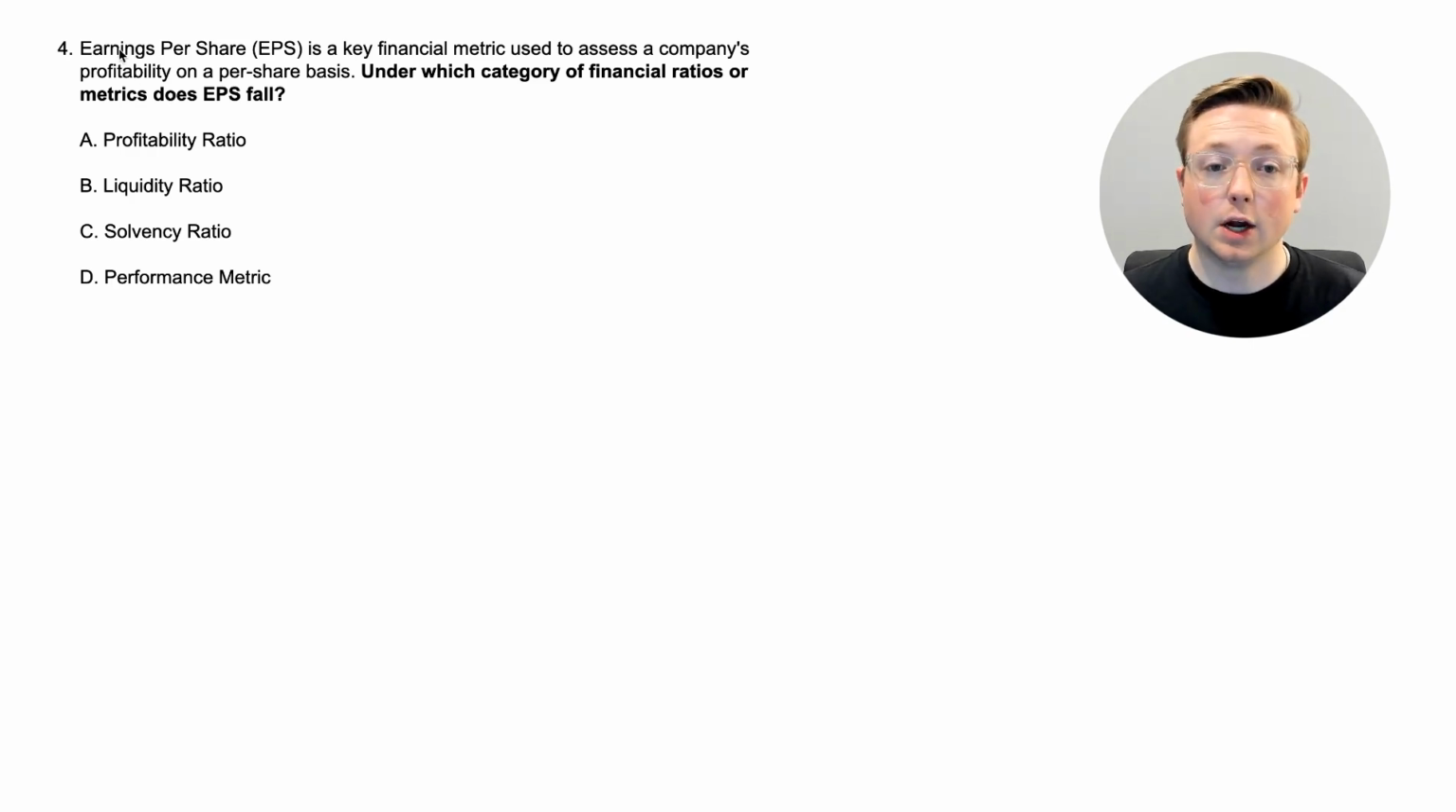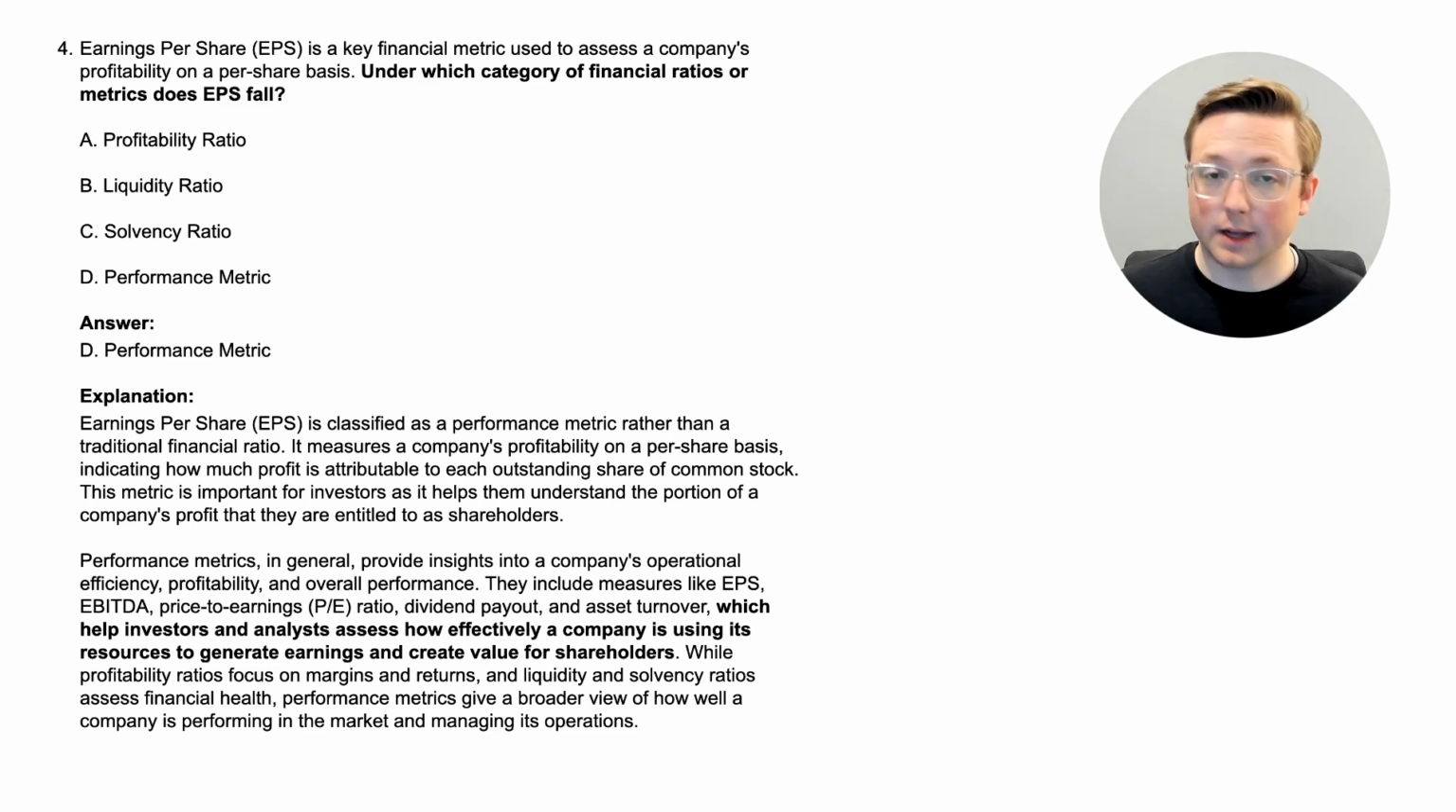What are metrics? Earnings per share, EPS, is a key financial metric used to assess a company's profitability on a per share basis. So again, it's a metric that kind of gives us a hint, kind of gives us basically the answer. We've talked about profitability, we've talked about liquidity, we've talked about solvency. We haven't really talked about performance metrics, so that's probably the right answer. So let's go ahead and look at the answer to learn what performance metrics are. All right, here's the answer. Again, D, we knew that it was performance metric.